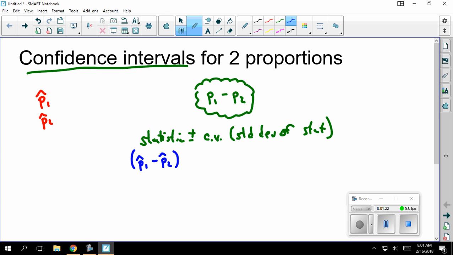Now the critical value, since it's a proportion problem, is z star, the same z star that we've been using. For example, if it was a 95% interval, it's 1.960. Now the real wrinkle comes in on the standard deviation of the statistic.